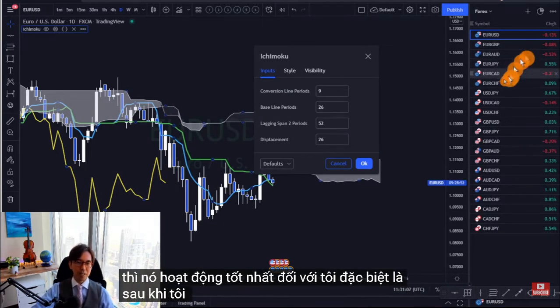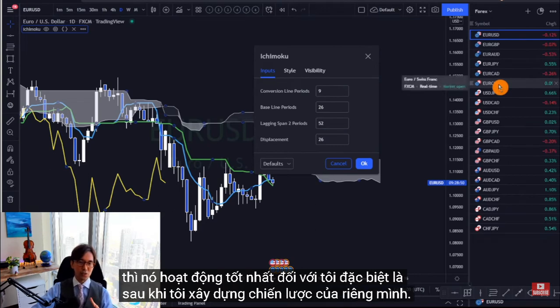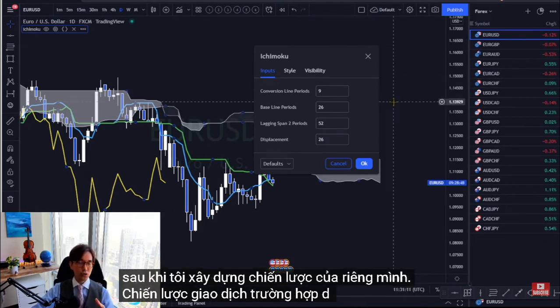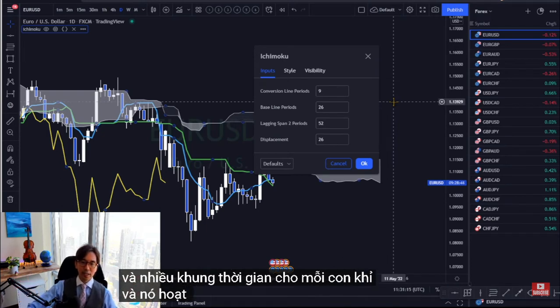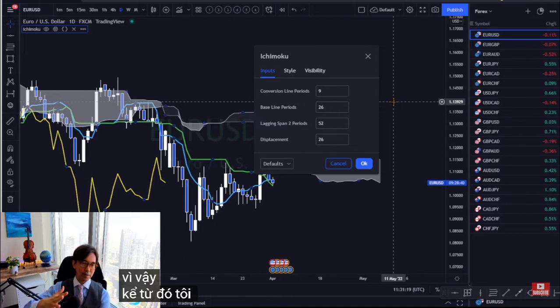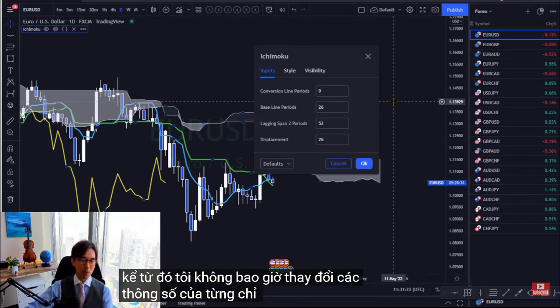Especially after I built my own strategy, called KTS, Kay Trading Strategy, using multiple time frames Ichimoku, it works the best. So since then, I never changed the parameters of the Ichimoku Kinko Hyo indicator.